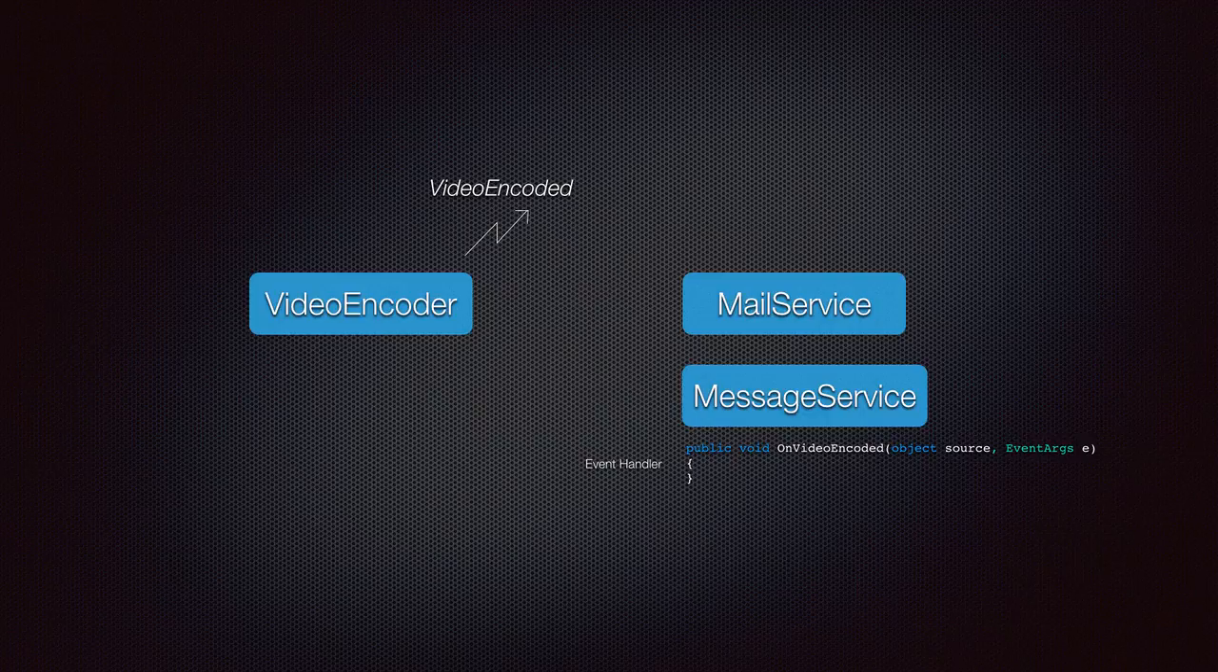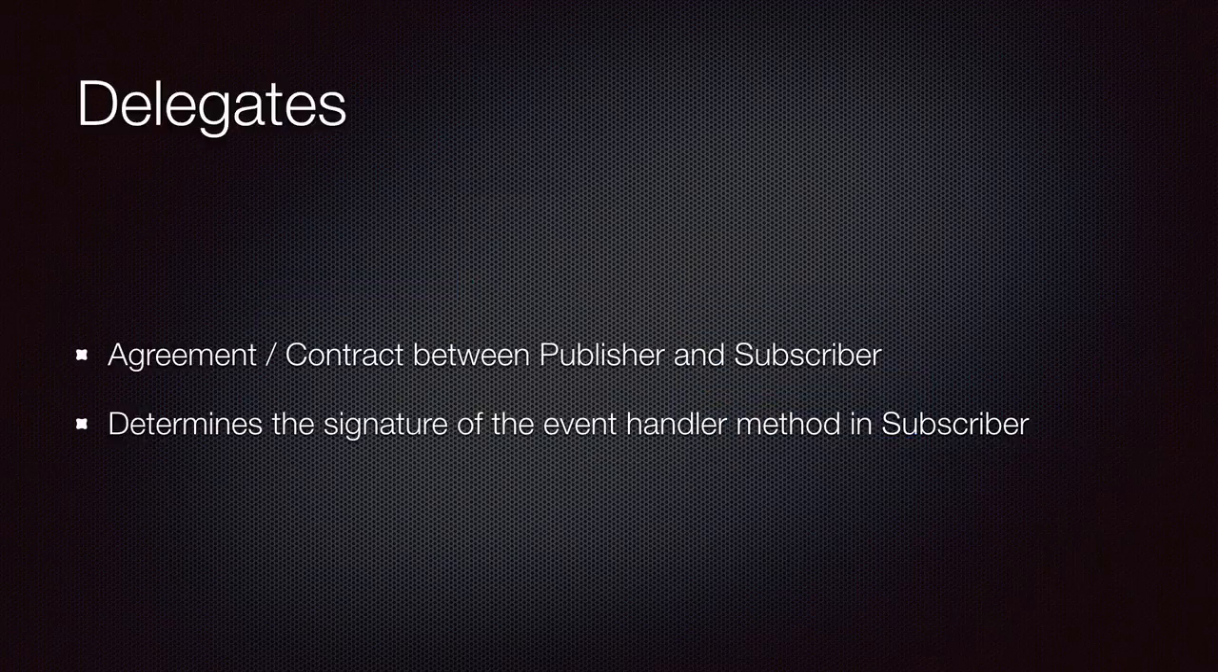Now I need to clarify something here. Again, the video encoder does not know about the existence of the mail service or message service. It knows absolutely nothing about them. It's decoupled from them. All it knows is a method, nothing else. Now, how do we tell the video encoder what method to call? That's when a delegate comes in.